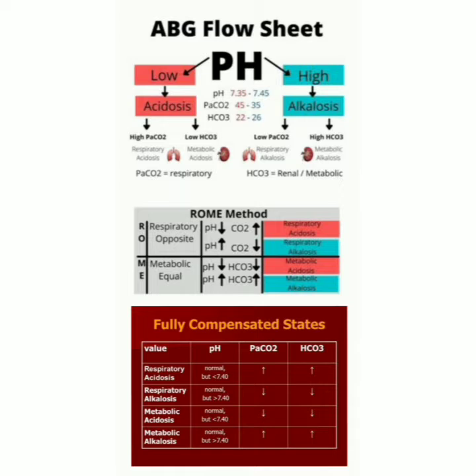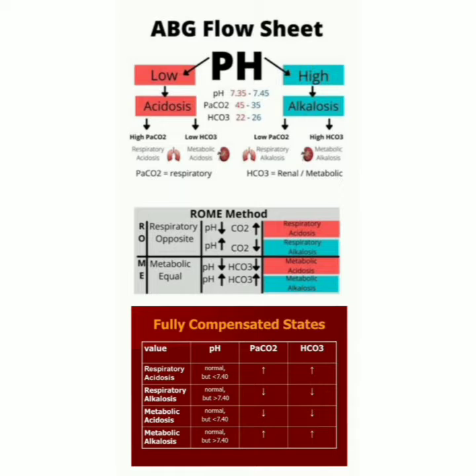Now look at the ROME method in the second box. Here a method is present. ROME: RO indicates respiratory opposite and ME indicates metabolic equal. So in respiratory conditions, the directions are always opposite. First we know that pH is low, that means acidosis, and then carbon dioxide is increased. That is respiratory acidosis, opposite direction. pH is below and carbon dioxide is increased, so respiratory acidosis.